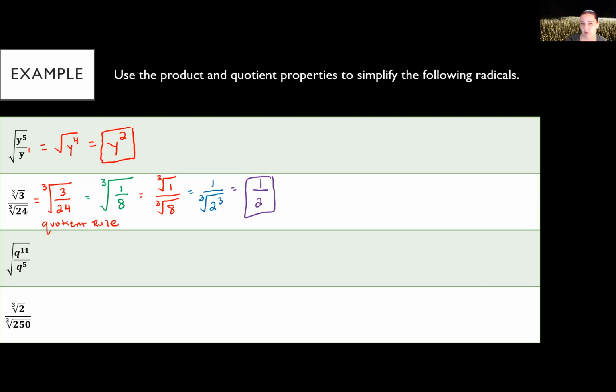Next, I have another square root. We've got q to the 11 over q to the 5th. Again, when I see something like this, I know that I can simplify. I can do the 11 minus 5 to simplify that. I will subtract those. So that gives me q to the 6th inside the square root.